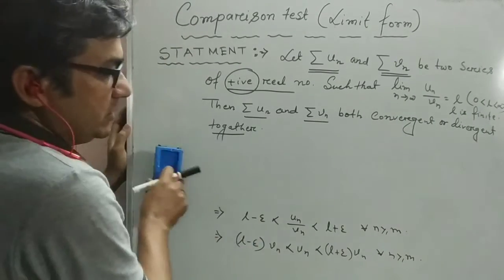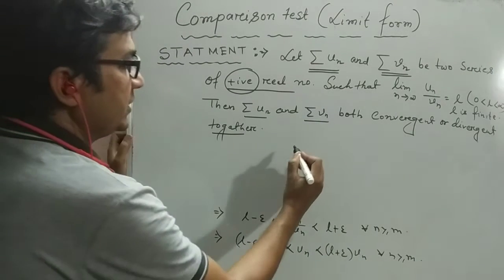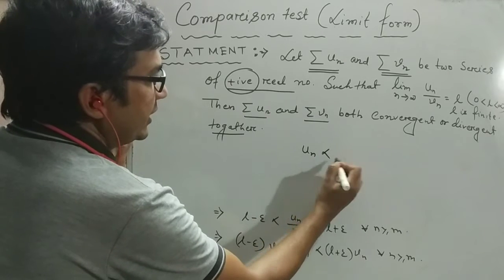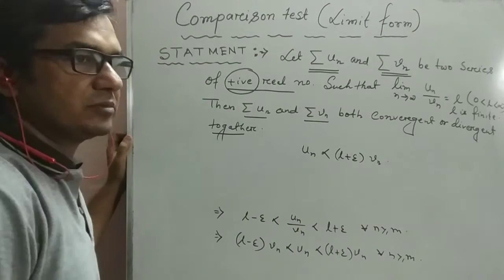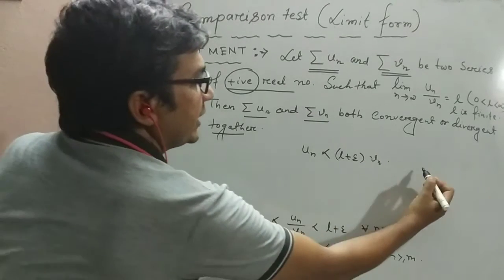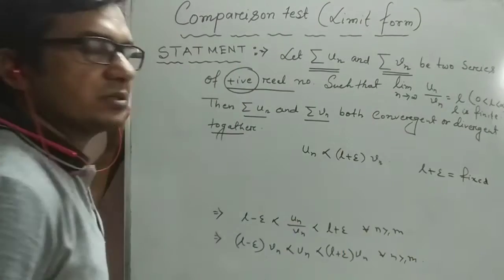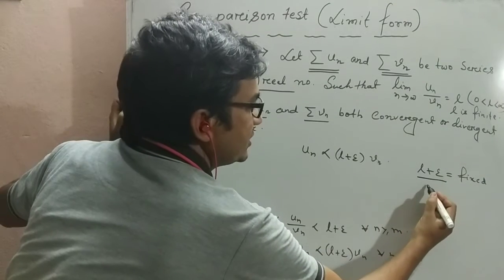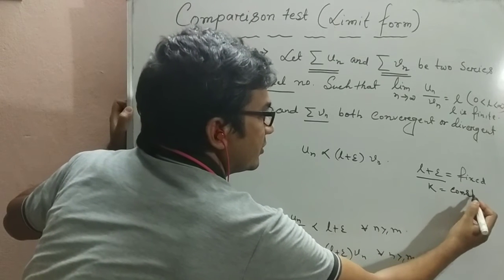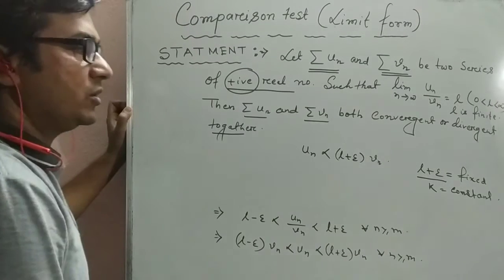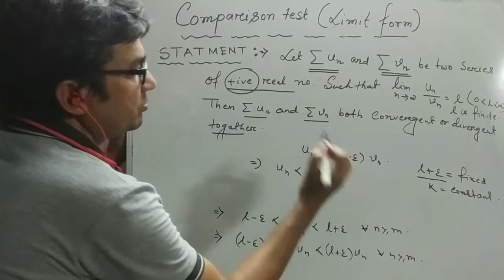Now we take the second and third relation. Un less than L plus epsilon into vn. Here L plus epsilon is fixed, so it can be assumed as a constant k. Constant, that is un less than k into vn.